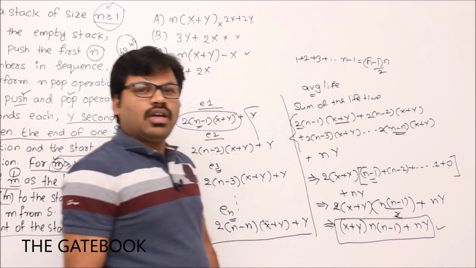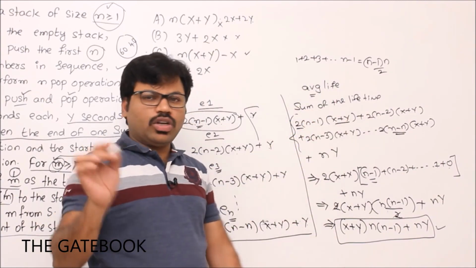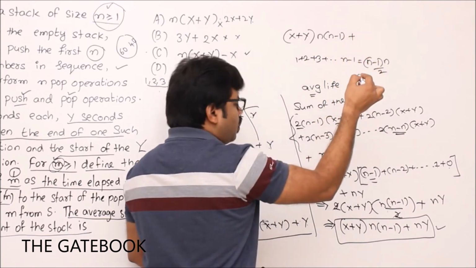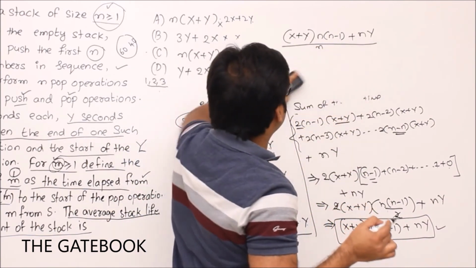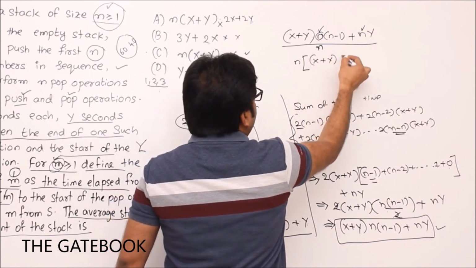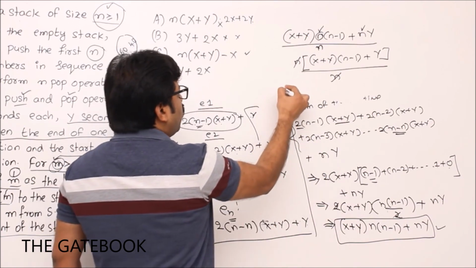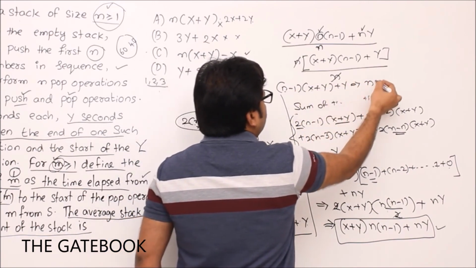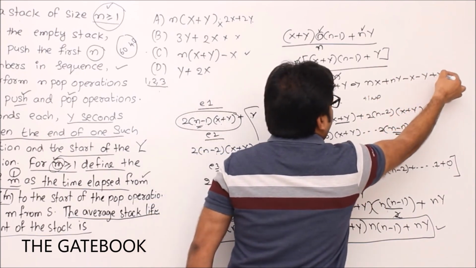Now, the question is what? Average lifetime. What is the formula for average lifetime? Average lifetime is nothing but the sum of the lifetimes divided by the total number of elements. What is the sum of the lifetimes? X plus y into n minus 1 plus ny, correct? Divided by the total number of elements n. If I do that, I can take n common in this and this, right? If I take n common, it will be x plus y into n minus 1 plus y, by n. So n and n get cancelled, the remaining thing is n minus 1 into x plus y plus y. Let's simplify it. If you simplify it, you get n into x plus n into y minus x minus y plus y. Okay, then y gets cancelled.